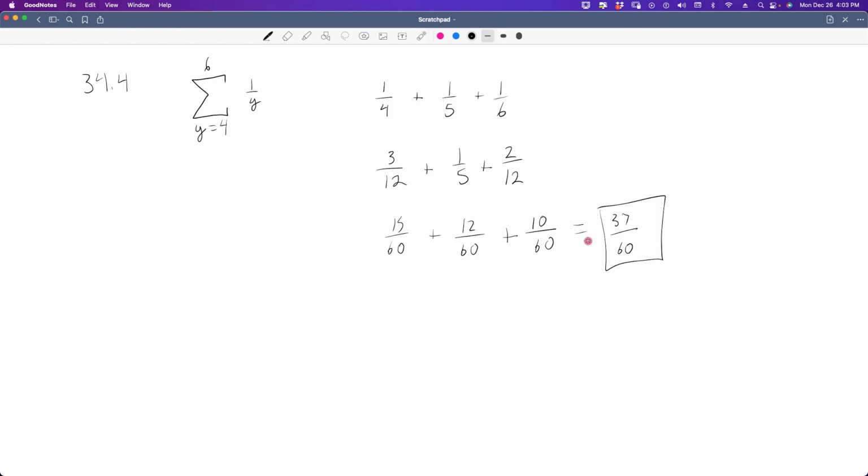Easy peasy. And that's all I have for this part of this lesson. I'm going to do some practice problems after this that are these types of problems, and then we'll move on to 34.B.